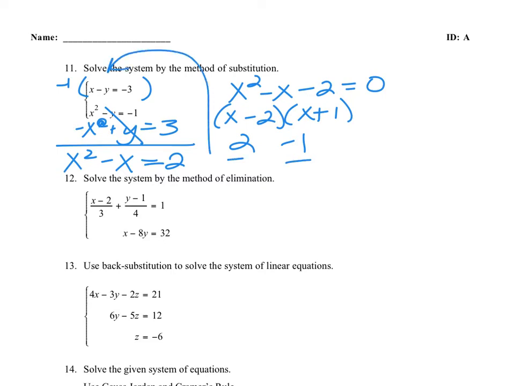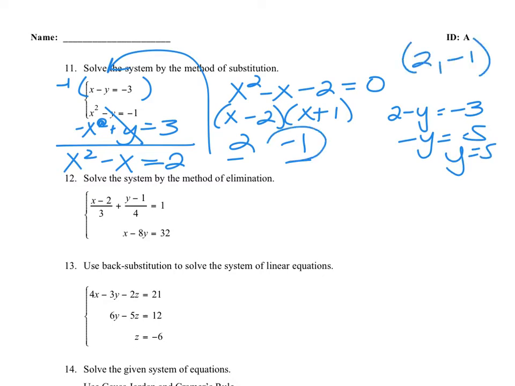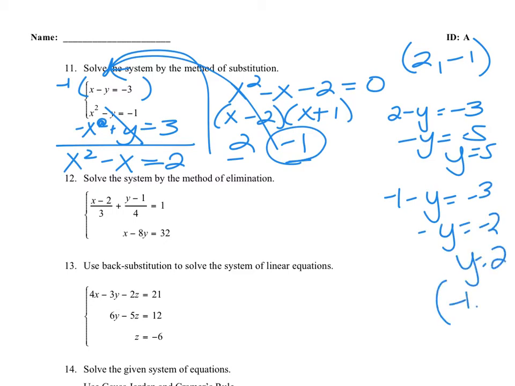So if I take a 2 and plug it in, 2 minus y equals negative 3, negative y equals negative 5, y equals 5. That's my first one. And then take the negative 1 and plug it back in. Negative 1 minus y equals negative 3. Negative y would equal negative 2, and y would equal positive 2. And those are your two solutions.